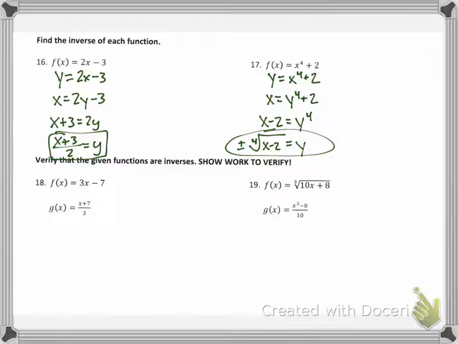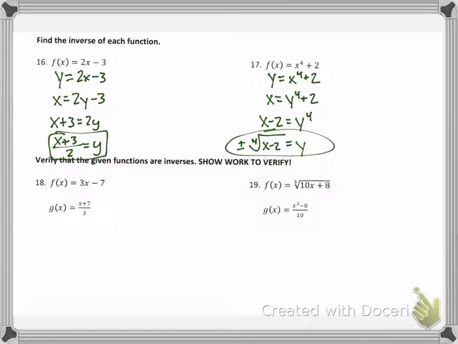So plus or minus the 4th root of x minus 2 will equal y. That's how you go ahead and find an inverse of a function. Turn the f of x into y if you have to, then simply switch out the two letters, and solve for y by itself. Now in 18 and 19, you're being told to verify that given functions are inverses.